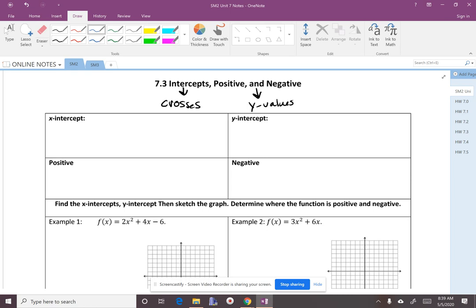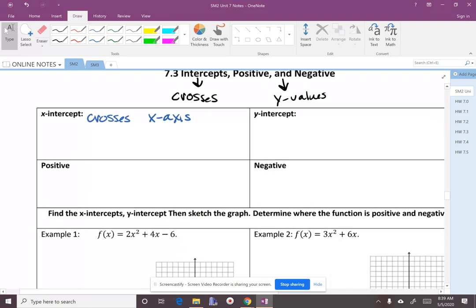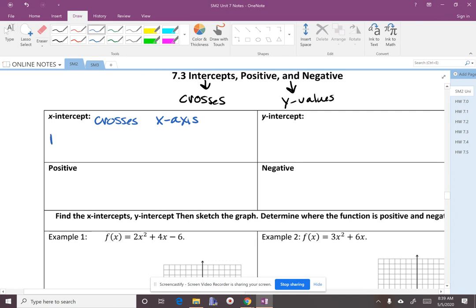So the first one, you should have heard of this before, but just to review, an x-intercept is where it crosses your x-axis. And when it crosses the x-axis, this is what we do. We plug 0 in for y and solve for x. We're going to get points that say some number, 0. And you can have more than one x-intercept, okay?